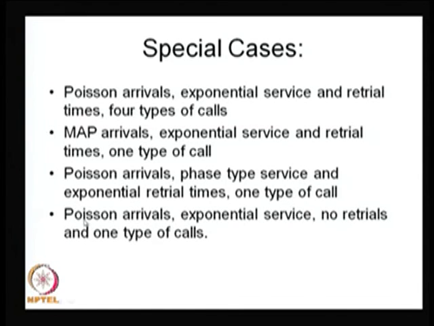The last assumption is a Poisson arrival, exponential service, no retrial, and one type of call, which will end up in the 2G cellular networks which we have already covered. So if you make these subsequent special cases, you will end up with the blocking probability and the dropping probability which we have discussed in the second generation cellular networks.